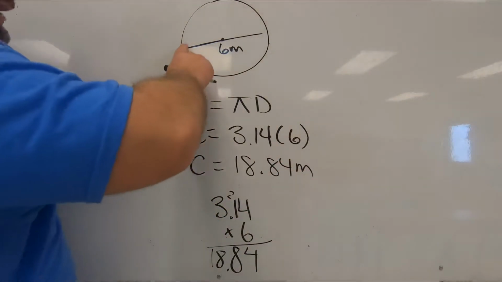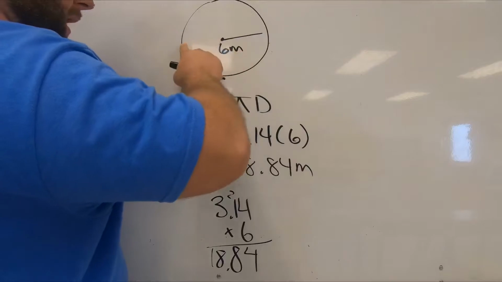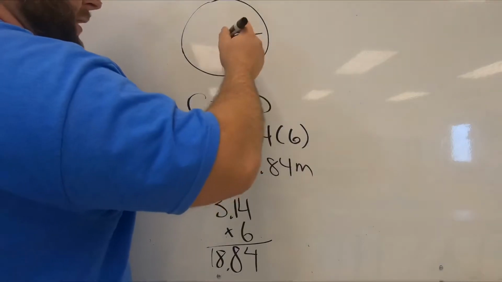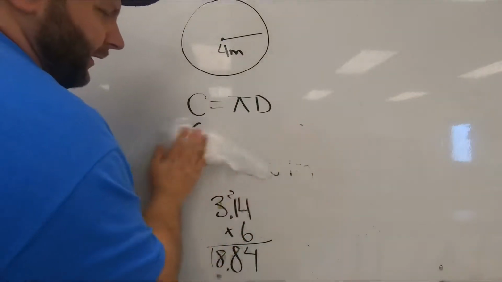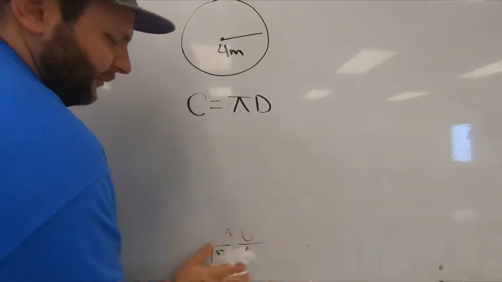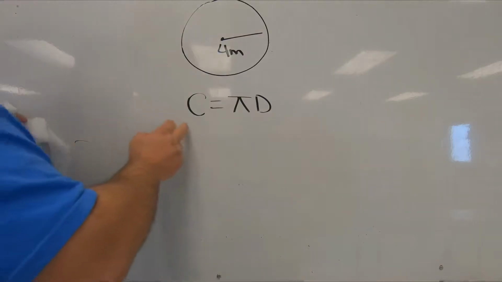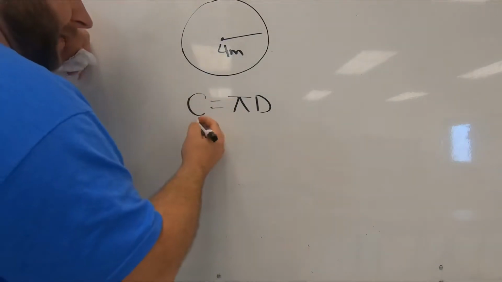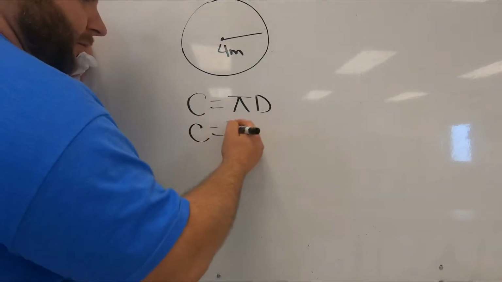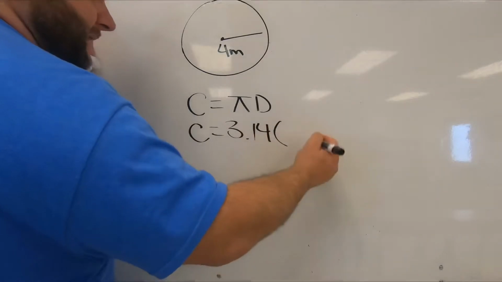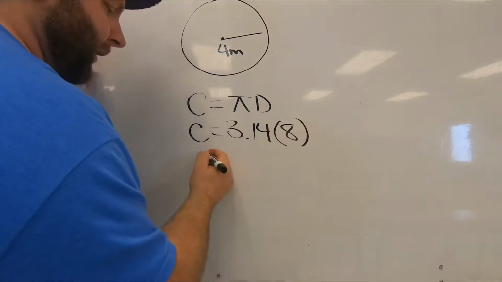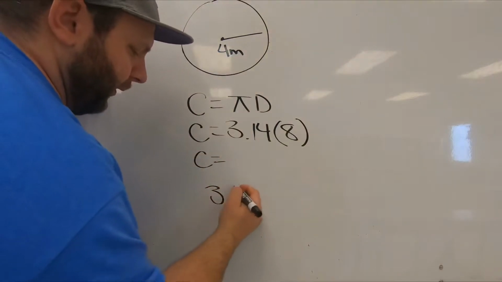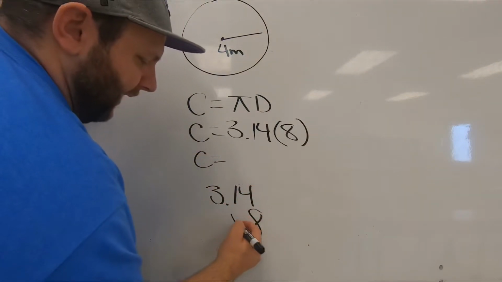Now, let's say I didn't have the diameter, but I had the radius, and let's say the radius was 4 meters, okay? The only difference here is I need to double the radius before I do my calculations, because I'm not doing pi times radius, I'm doing pi times diameter. So pi would be 3.14. Since our radius is 4, our diameter would be double, which would be 8. Now I can go ahead and do 3.14 times 8.